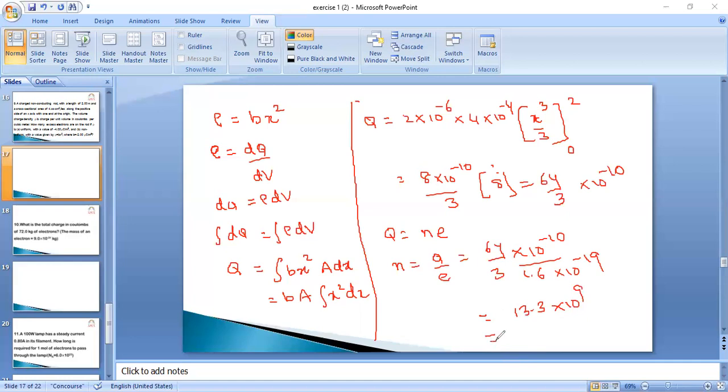And according to the options given, we can convert it as 1.33 into 10 power 10 number of electrons. That many number of electrons have to be added. This is the solution for second part of the question number 9. Okay.